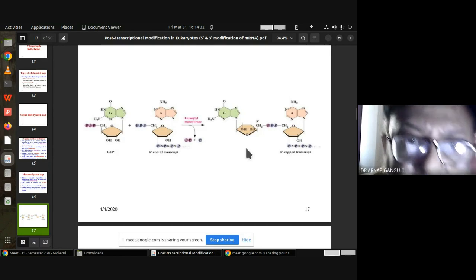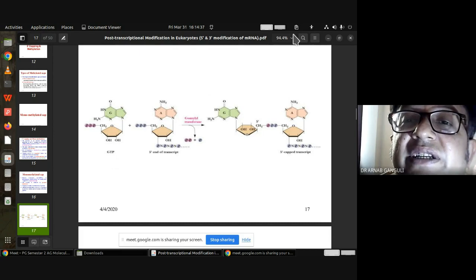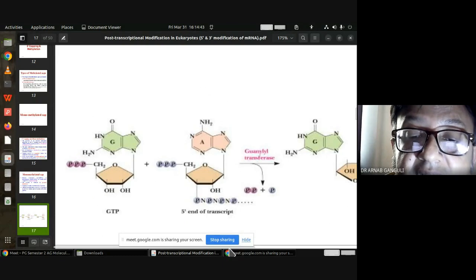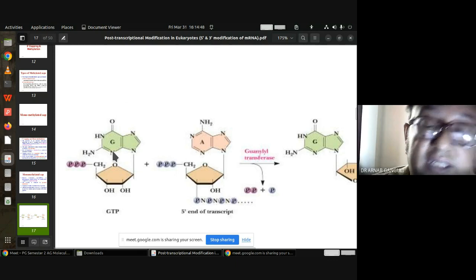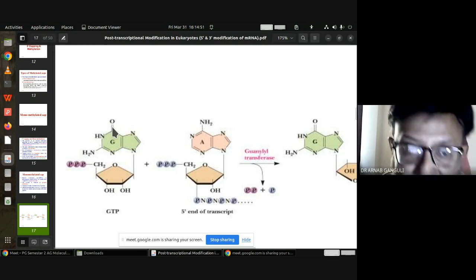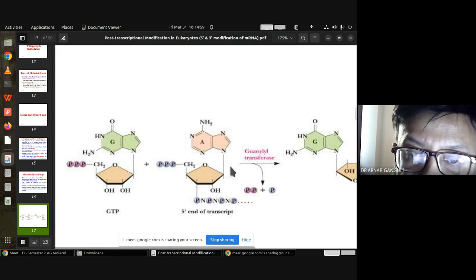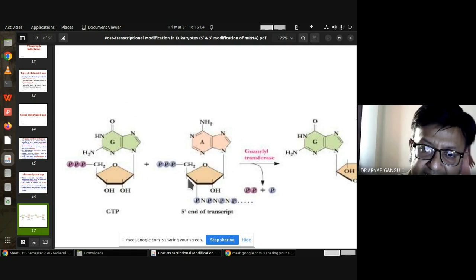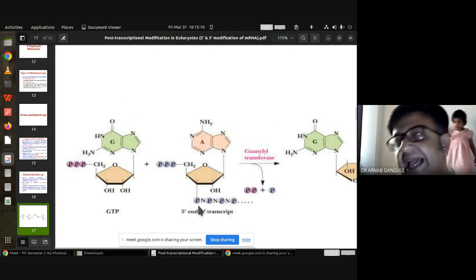Okay. So this is a GTP molecule. This is the guanosine residue over here. This is the guanine residue, guanylyl residue you can say, and it is attached to a sugar and triphosphate, 5' triphosphate. And this is the 5' end of the transcript, some base, say adenine. And here it is the sugar and triphosphate. So this is the 5' end, absolutely the beginning.